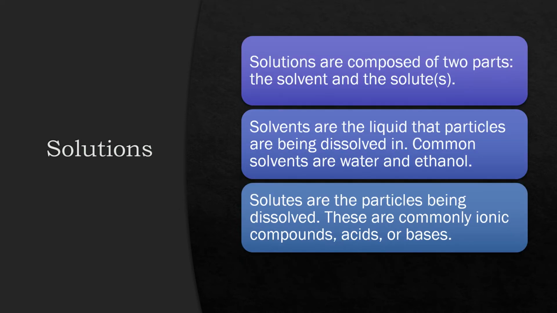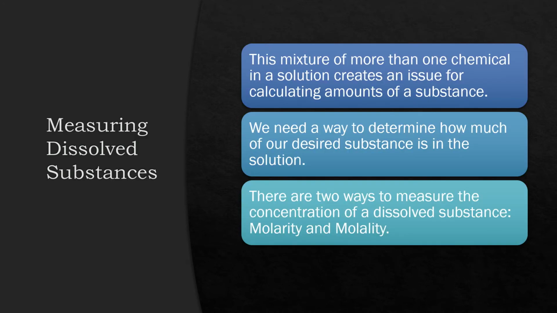We'll come back to that in just a bit, but for now, let's look at solutions in a bit more detail. Solutions are composed of two parts, one solvent and one or more solutes. Solvents are the liquid that particles are being dissolved in. For our purposes, this will almost always be water, but organic chemists often use ethanol as a solvent as well. Ethanol can dissolve a lot of substances water cannot, and vice versa. Solutes, on the other hand, are particles being dissolved. Commonly dissolved in water are ionic compounds such as salt or copper chloride, acids like hydrochloric or sulfuric acid, and bases like sodium hydroxide.